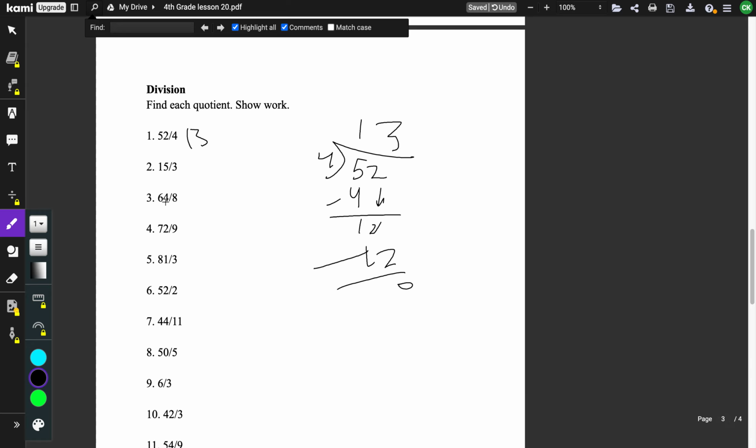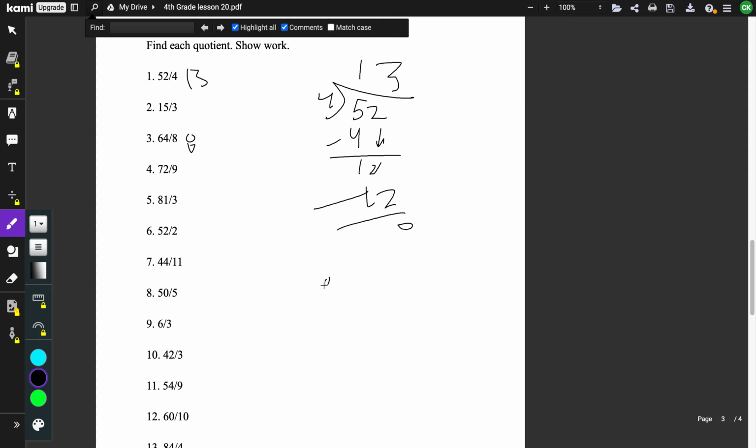Number 3, again, this is kind of easy to memorize. You know that 8 times 8 is 64, so that means the answer would be 8 for this one. 581 divided by 3, we could do it down here. How many times is 3 going into 8? 2 times. Minus 6, 21, bring down the 1. How many times is 3 going into 21? 7 times, which is going to give us 0. So this one's going to be 27.